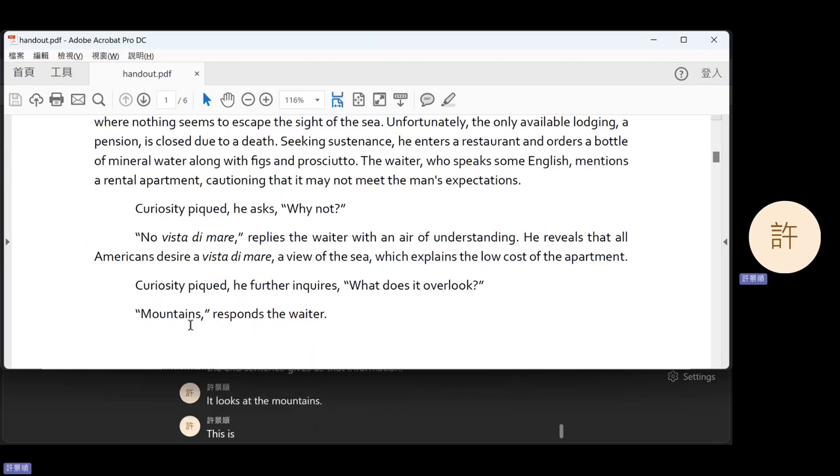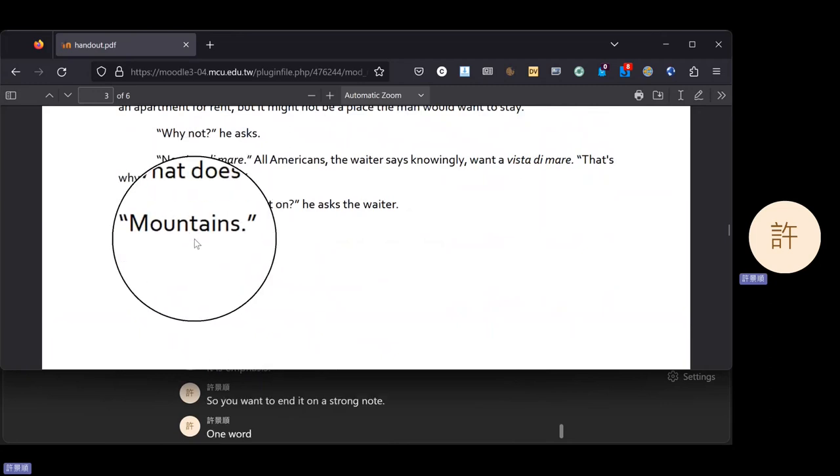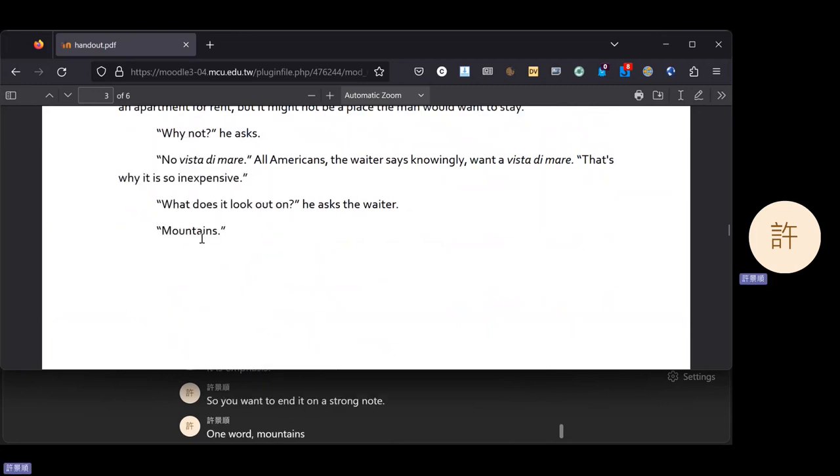This is what ChatGPT says. Mountains, responds the waiter. First of all, too much information. There are only two people in this scene. We know it's the waiter. You don't have to tell us again. But secondly, this is the ending of the story. It is the most important part. It is emphasis. So you want to end it on a strong note. One word, mountains. That's the only information that matters at the ending of this story.